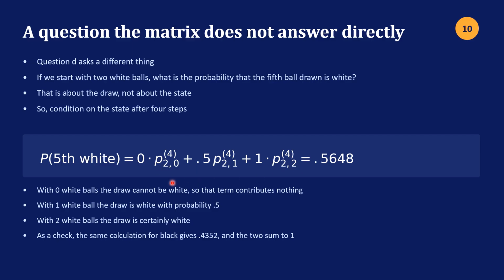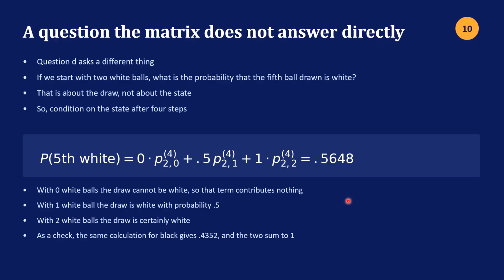Then there's just a little bit more to do because if there's 0 white balls at the end of the 4th step, then the probability of drawing a 5th ball being white is 0. So this term drops out. If there's 1 white ball, and of course that means there's 1 black ball, the probability of drawing a white on the 5th draw is 0.5. Then if there's 2 white balls, of course you have to draw a white, so the probability is 1. So we just plug in our numbers from the entries (2,1) and (2,2) on the previous slide, and then just do the calculation, and we get 0.5648.